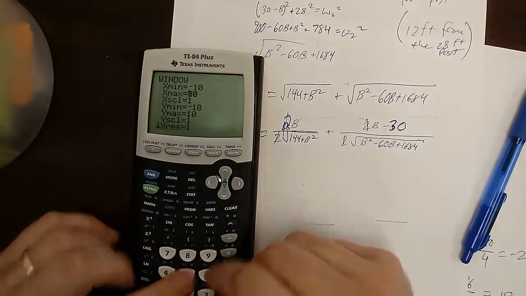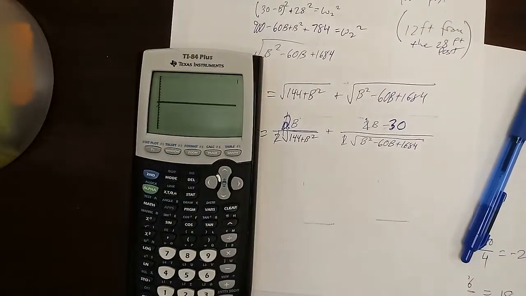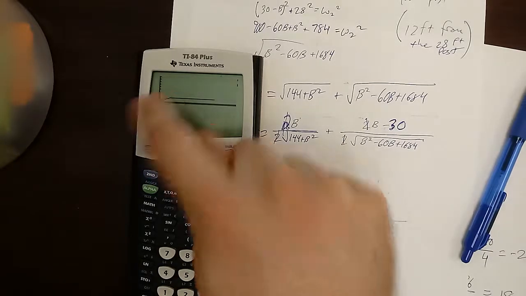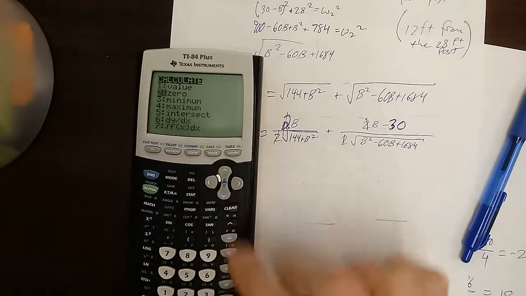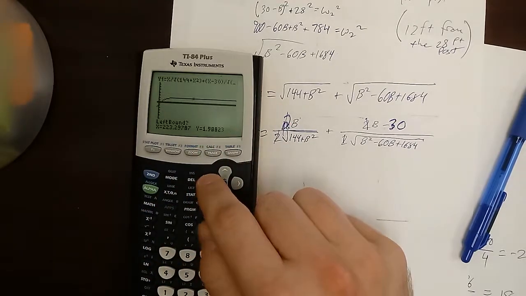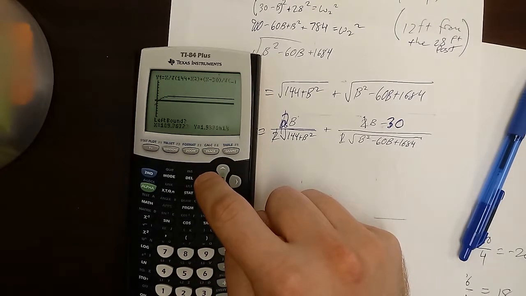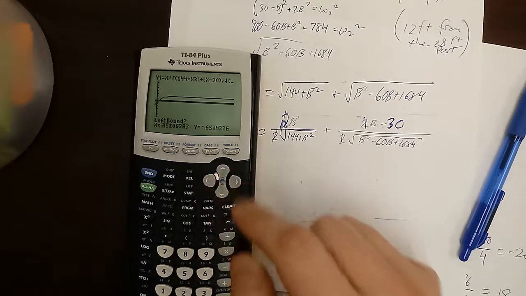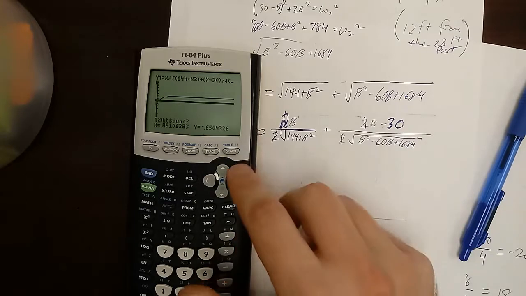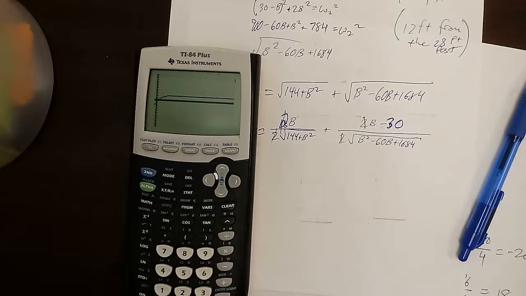I'll make it, let's say 20. All right, that's not 20. That's 20. I made it 500 in case you missed it. Okay. So yeah, it looks like it's hitting somewhere over here. Okay. So then if I go second calc and I do the 0 function, it says left bound. I need to move my little cursor so that it's somewhere to the left of where it touches the x-axis. Anywhere to the left, doesn't matter. I'll hit enter, go to the right, anywhere, hit enter. Guess does not matter, just hit enter.